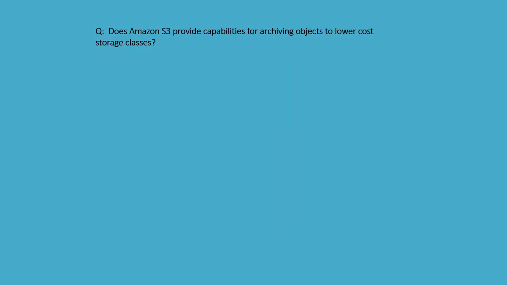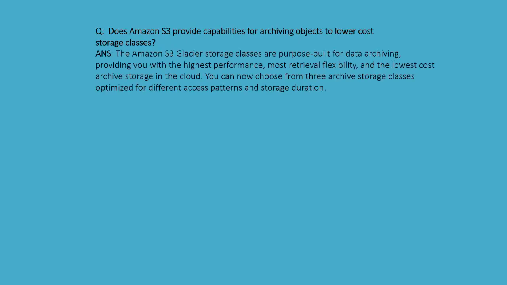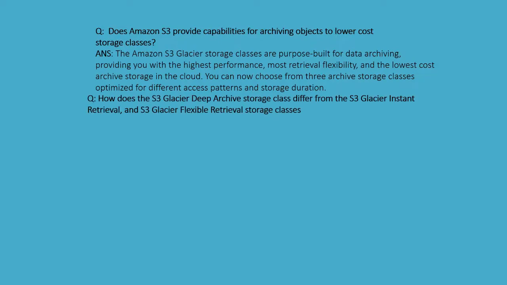Does Amazon S3 provide the capability for archiving objects in lower cost storage classes? Amazon S3 Glacier storage classes are purpose-built for data archiving, providing you with the highest performance, most retrieval flexibility, and lowest cost archive storage in the cloud. You can now choose from three archiving storage classes optimized for different access patterns and storage duration.